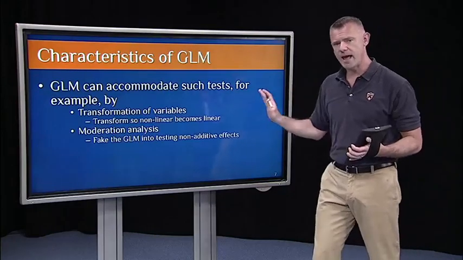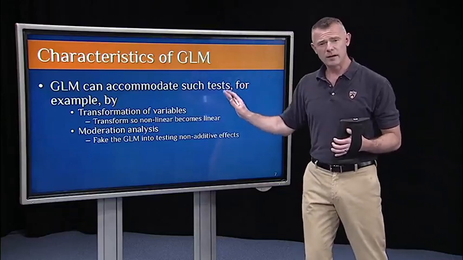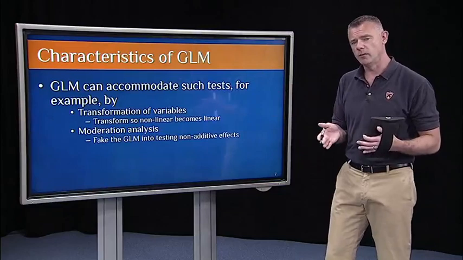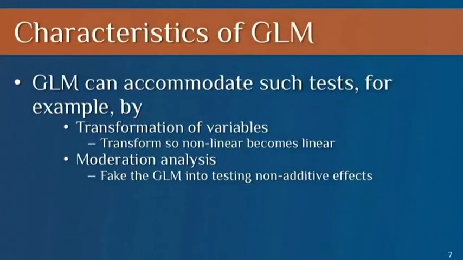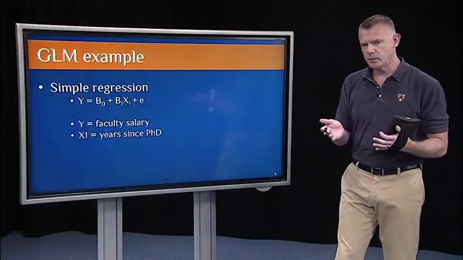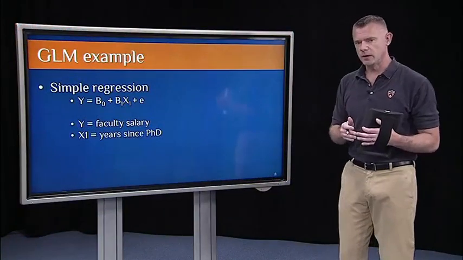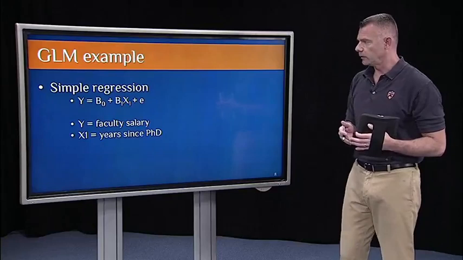So the GLM can accommodate such tests. For example, with nonlinear relations, we could just transform variables to make them linear and then fit it into the GLM. And as I said, we can add in interaction terms or moderation terms so that we can do a moderation analysis and test for non-additive effects. So let's look at a few examples. This will help make this more concrete and explain the general framework.